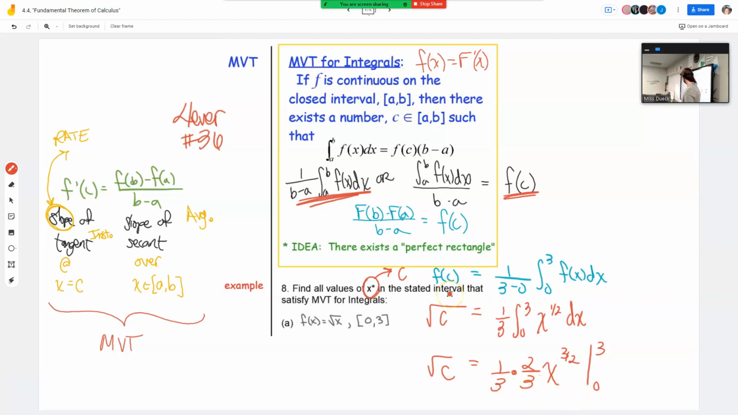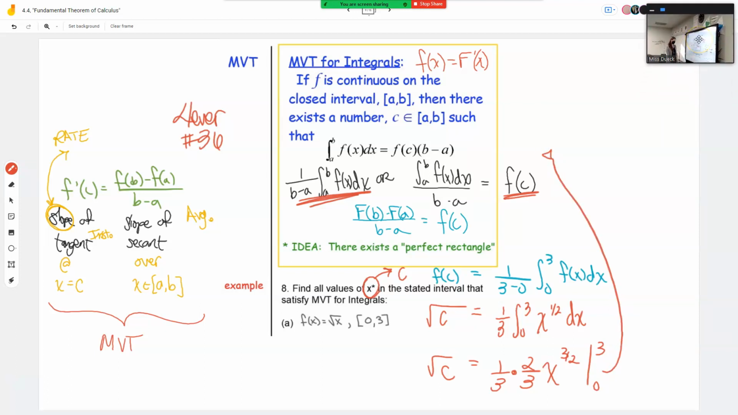If I'm trying to solve things, I could go ahead and, well, for sake of time, I shouldn't say time, for sake of space, let me come up here. I'm going to have the square root of c. Don't forget about him. He's pretty important. I need to square both sides when I'm done. But I'm going to have 2/9 multiplied by 3 to the 3/2 minus 0 to the 3/2.